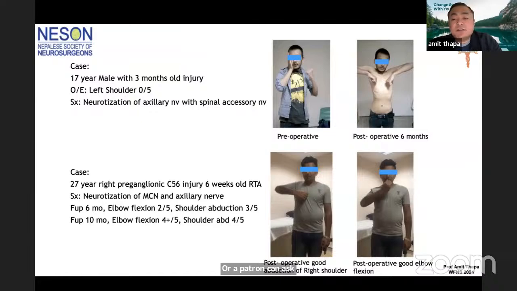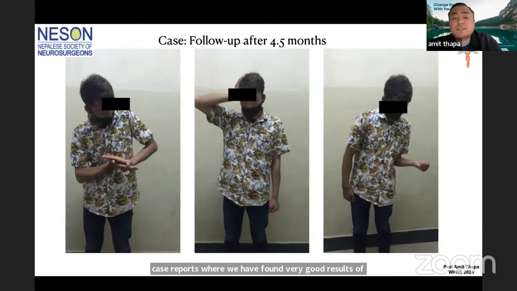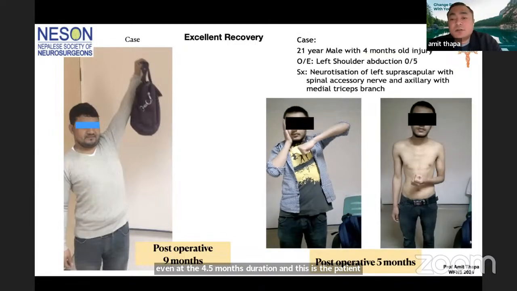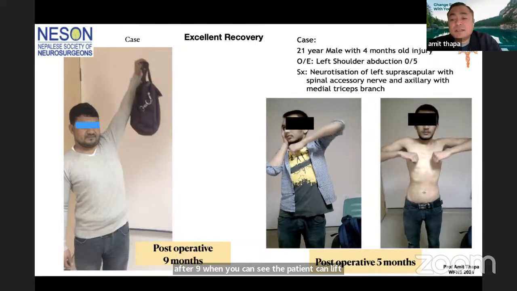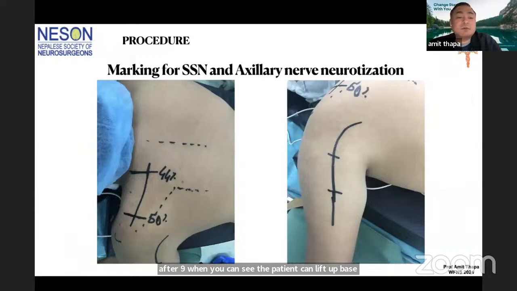Similarly, there are other case reports where we have found very good results with these types of maneuvers. So we can see certain movements even at 4.5 months, and this is the patient after 9 months. You can see the patient can lift weights, and this patient is after 5 months, where you can see almost near-normal recovery at his shoulder and in his elbow flexion.